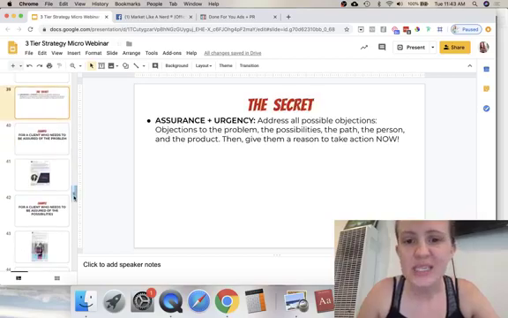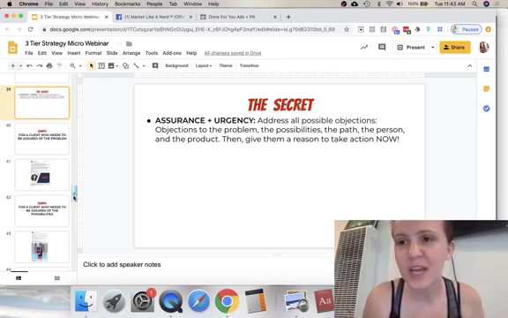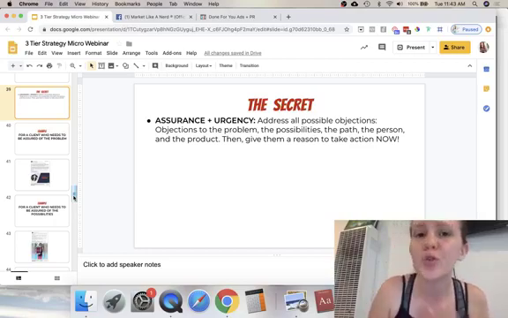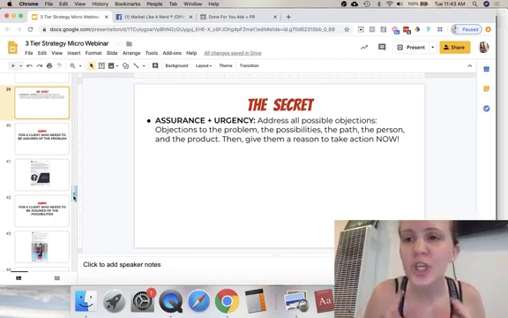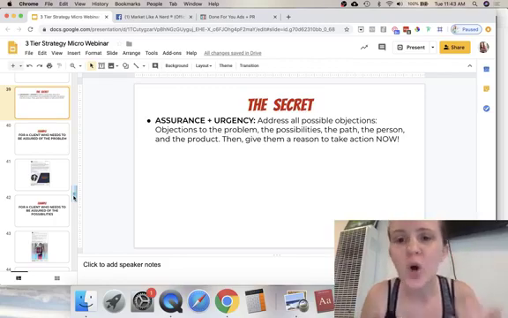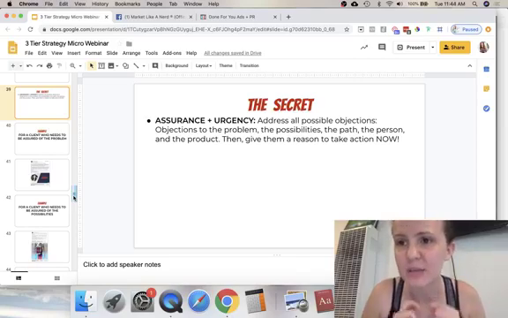And so the secret here is assurance plus urgency in your ad angles, in your retargeting ads specifically. This last group, the agitation ad angles, are retargeting ads that go to the people who you already know have gone through those levels of awareness. In these ad angles, you're going to address all of the possible objections to the problem, the possibilities, the path, the person, and the product, and you're going to give them a reason to take action now.